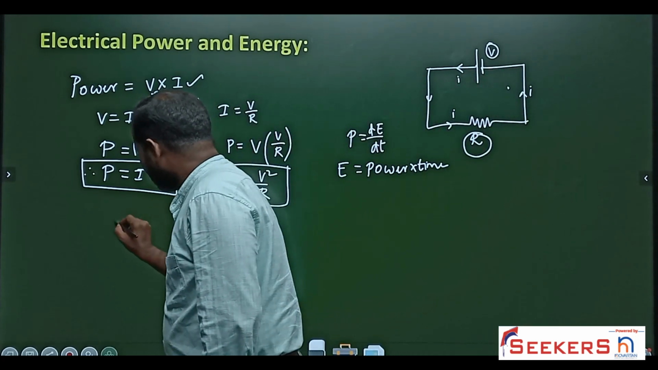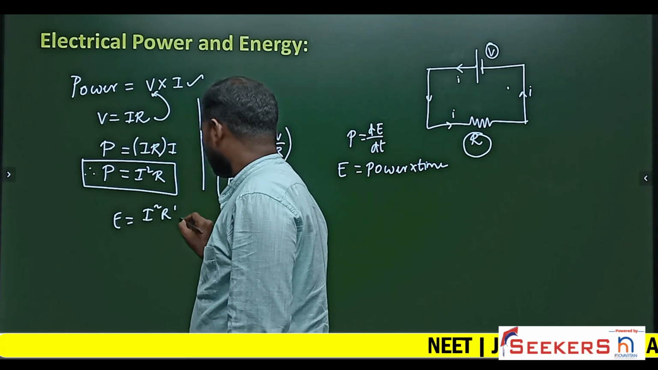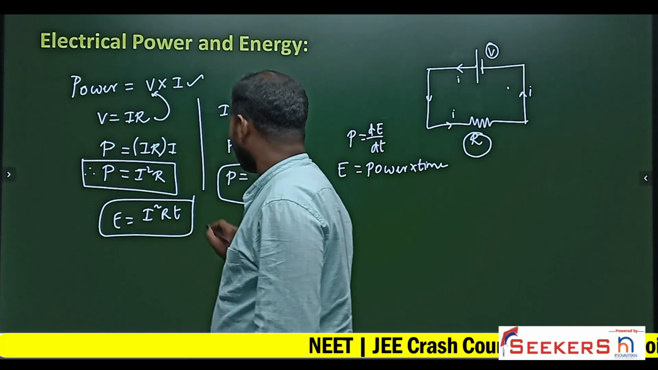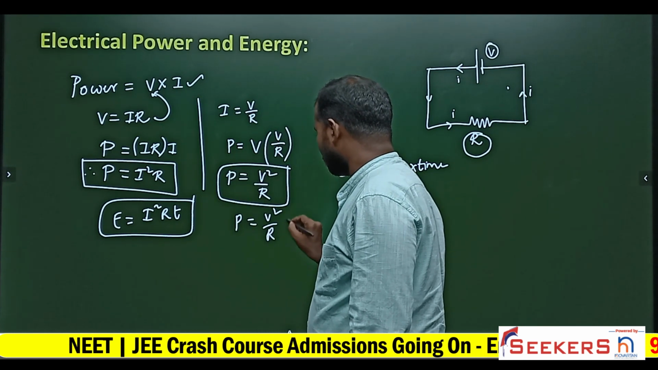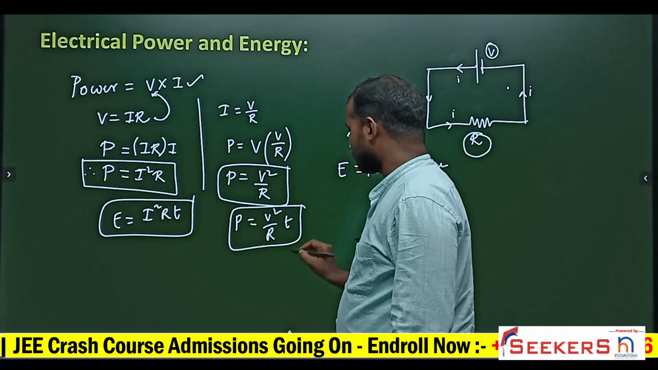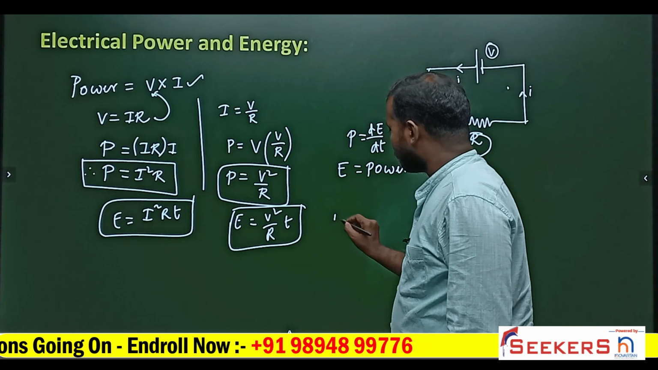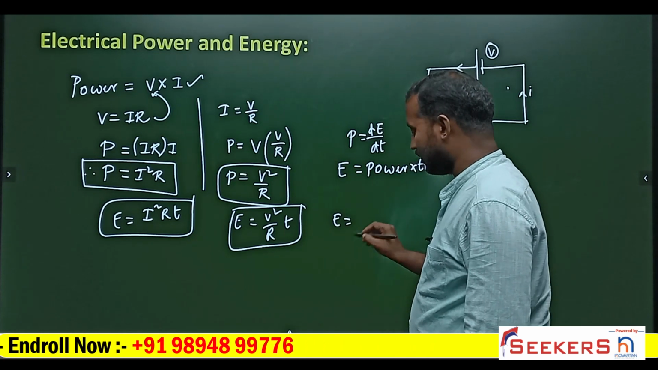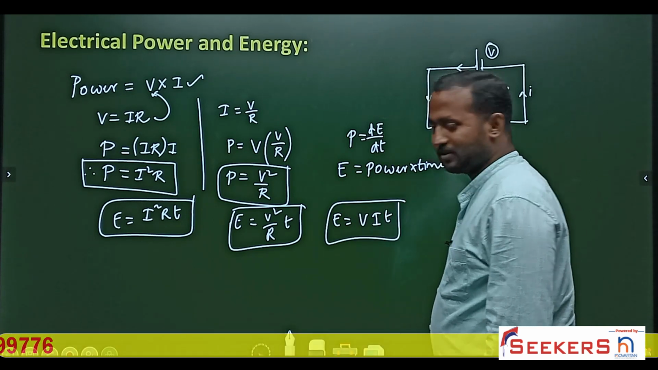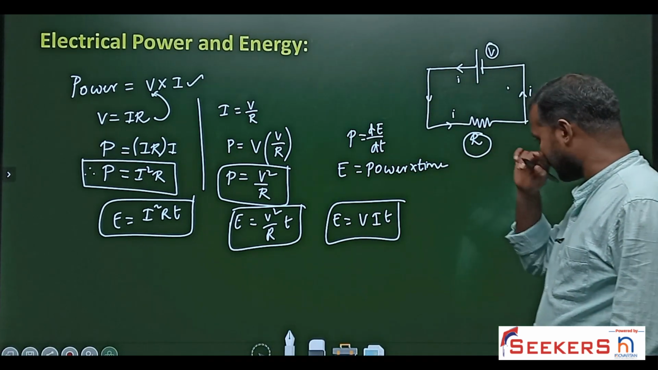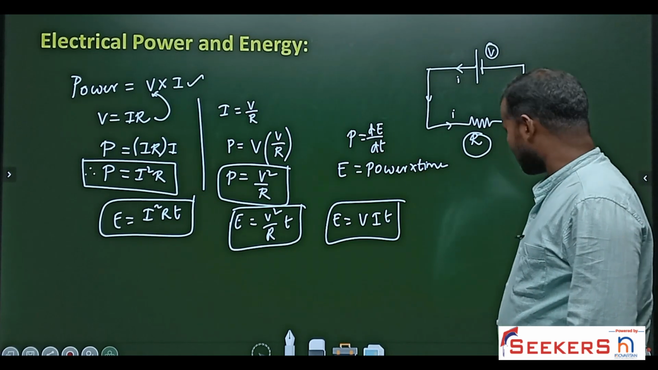Now, electrical energy E can be written as I square RT, where T is time, and E is equal to V square by R into T. Another one is E is equal to voltage into current into time. So these are the three formulas for electrical energy.